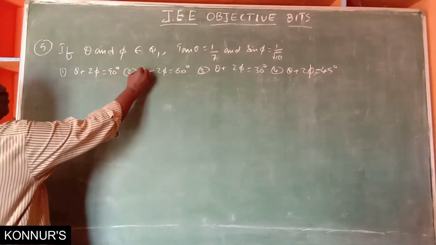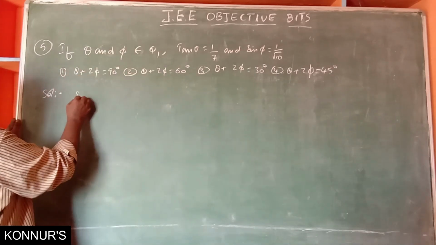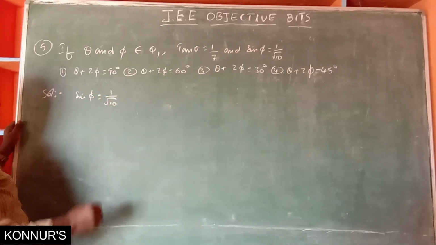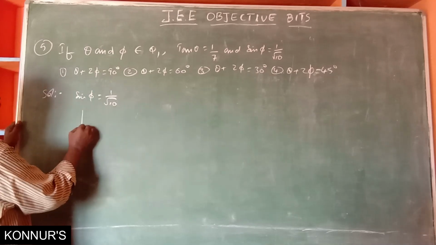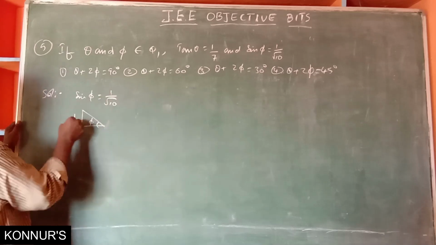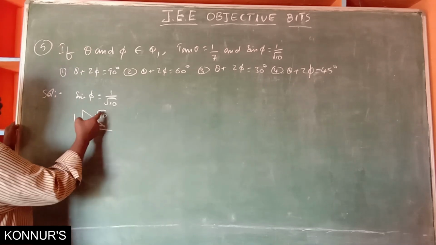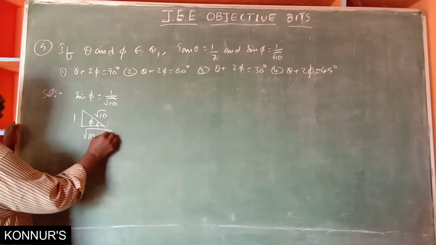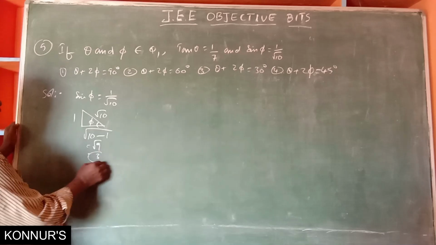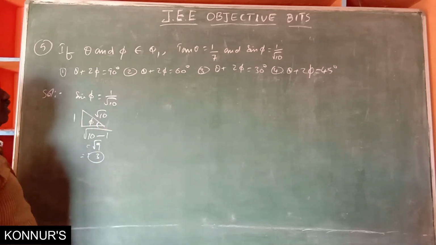Observe. So in the solution you see, sin phi is equal to 1 by root 10 now. Okay now? That means the triangle, it is phi. Opposite side 1, hypotenuse is root 10. Then the root of root 10 square is 10 minus 1 square is 1. It is root 9, means it is 3 now. So the adjacent side is 3. Opposite side is 1. Hypotenuse is root 10.